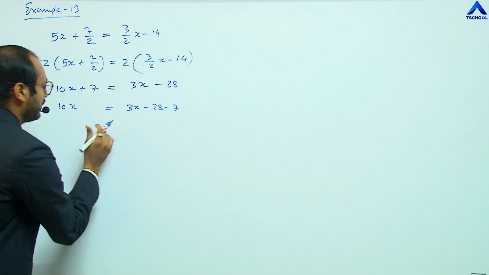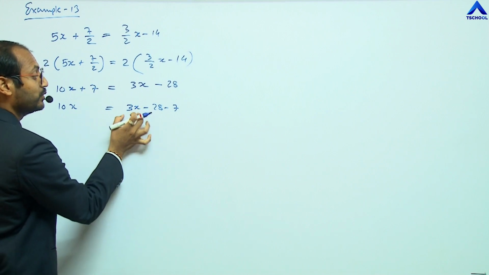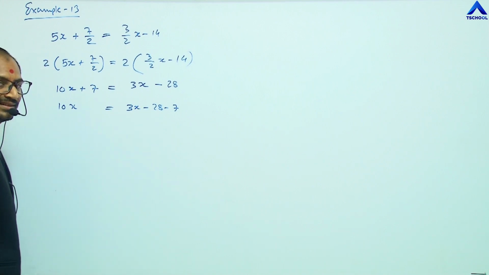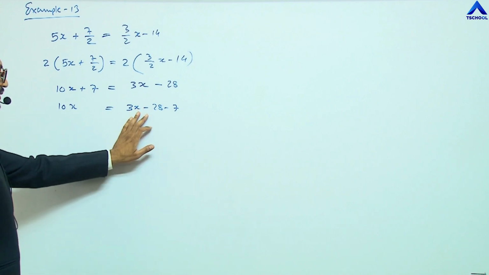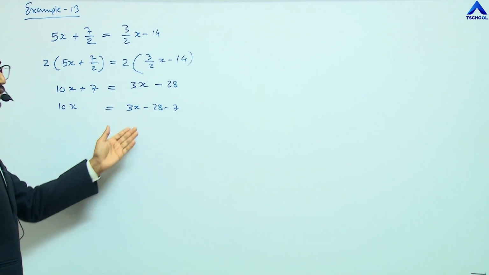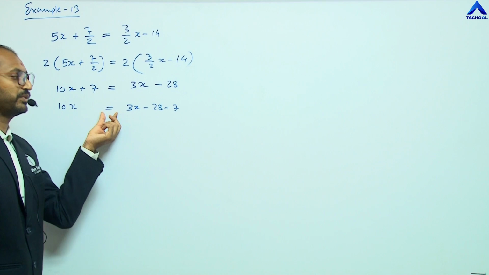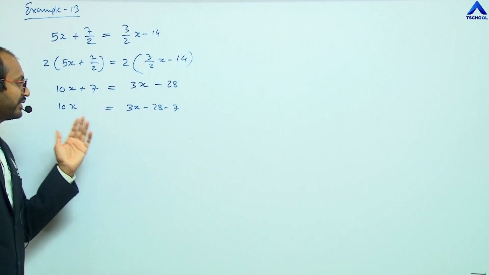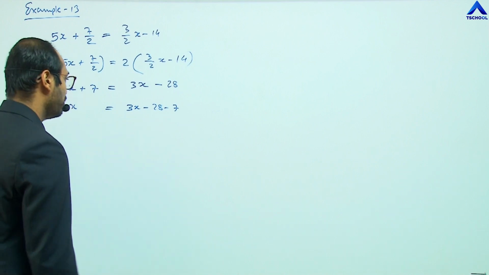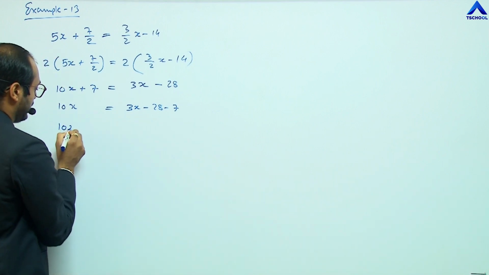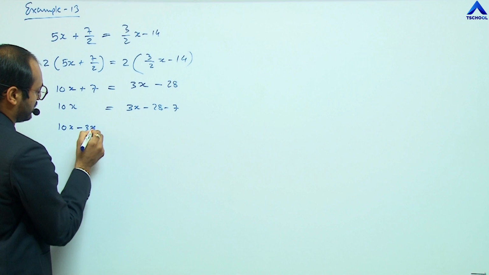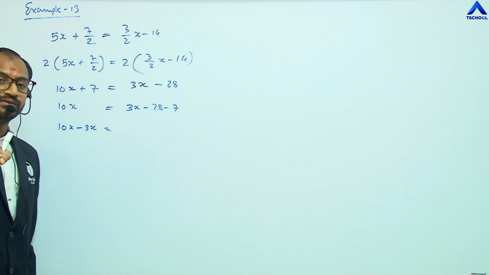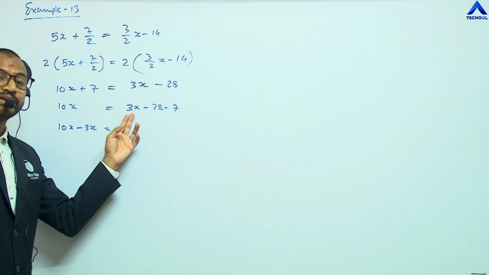Now how can we remove these 3x? Because x is a variable and it is available on both sides of the equals sign. Then x is also a number, so we can subtract 3x on both sides. Here is 10x minus 3x. This is the additive inverse because here is plus 3x.